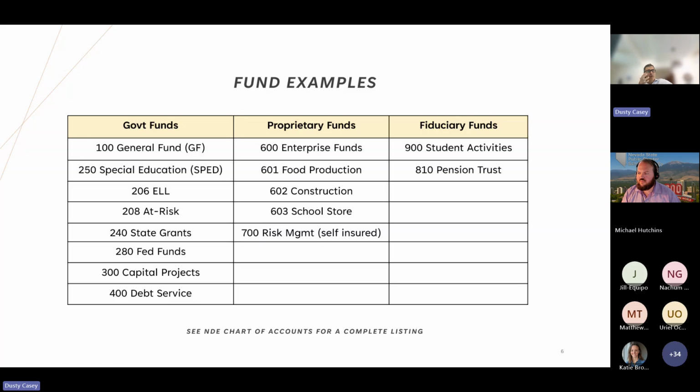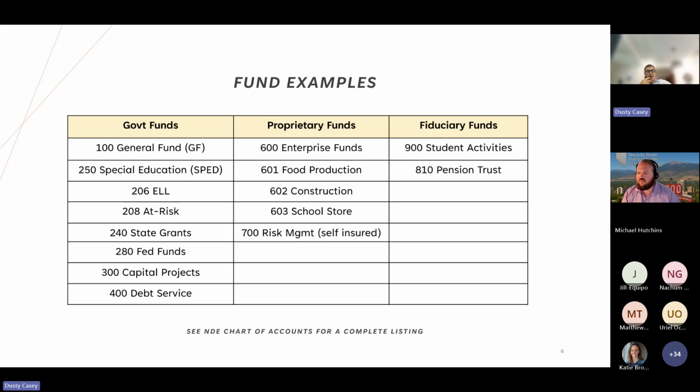And again, we get into things like proprietary funds. There are school districts who operate full production kitchens designed underneath some sort of culinary program that may generate a profit. So they might have a food production proprietary fund. I mentioned construction and school stores. There are also some districts who are self-insured for things like workers' comp. I believe there are some that are self-insured for health insurance now to a certain capacity. And so those might be contained in some sort of risk management fund that's separated. That's considered a proprietary fund.